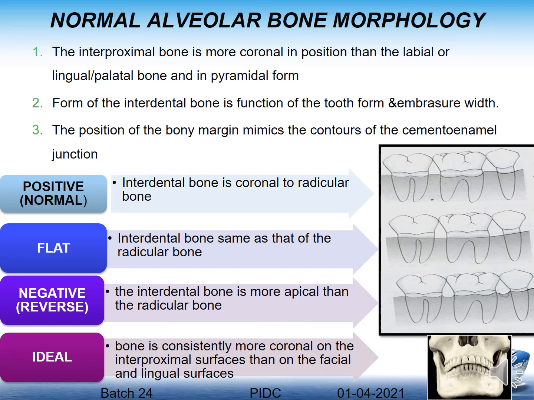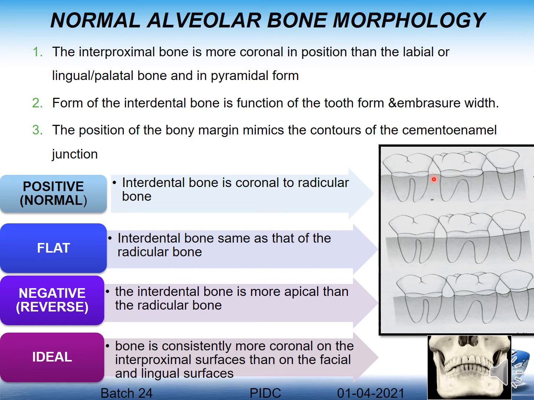Now coming on to the normal alveolar morphology. As you all have read in oral anatomy as well as perio, normally the interproximal bone is at a more coronal position when compared to the labial or the lingual bone. You can see very well that this part is a little higher than the radicular bone. This is your interproximal bone, a little higher than your radicular bone.